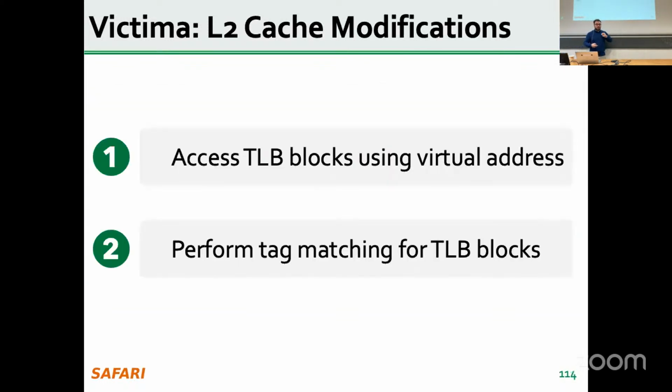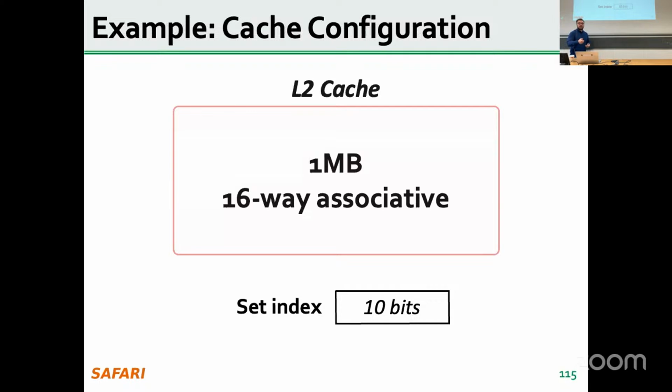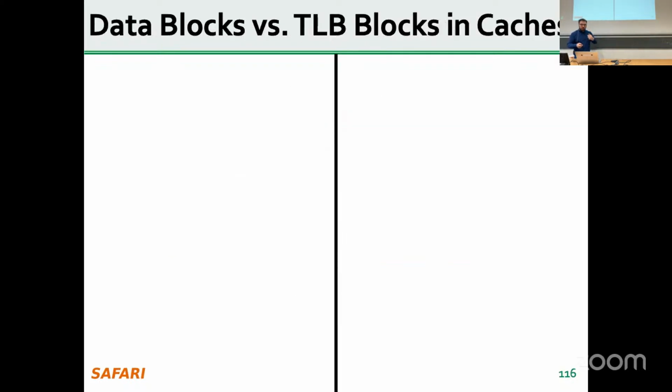We need to change two things in the L2 cache. First, we need to access TLB blocks using the virtual address directly. Second, we need to perform some sort of tag matching for the TLB blocks. An example configuration is a 1 megabyte 16-way associative L2 cache, and the set index in our example scenario is 10 bits. So first, let's see the structure of a conventional data block.